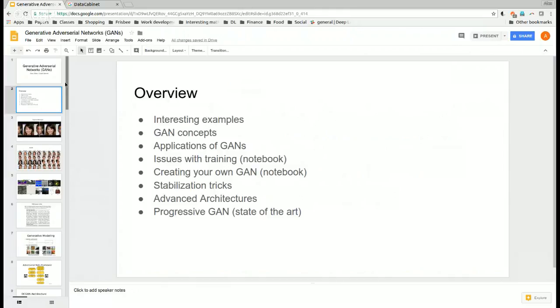With that out of the way, I wanted to go over a brief overview of what we'll be covering today. First, I'll start off with some interesting examples of GANs, including some of the most state-of-the-art examples, which have very impressive results in terms of image generation. Then we'll talk about the basic GAN concepts briefly, and then we'll mention some of the applications of GANs. We think of them mostly as generating images, but you can also use them to generate language, or there's something called conditional GANs, and you can also fill in information.